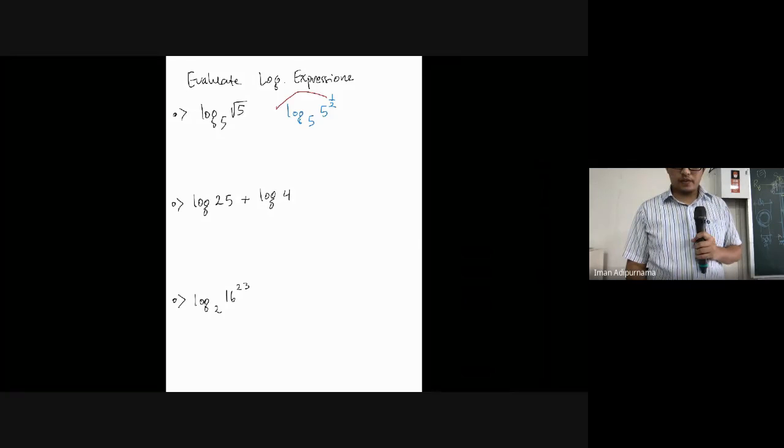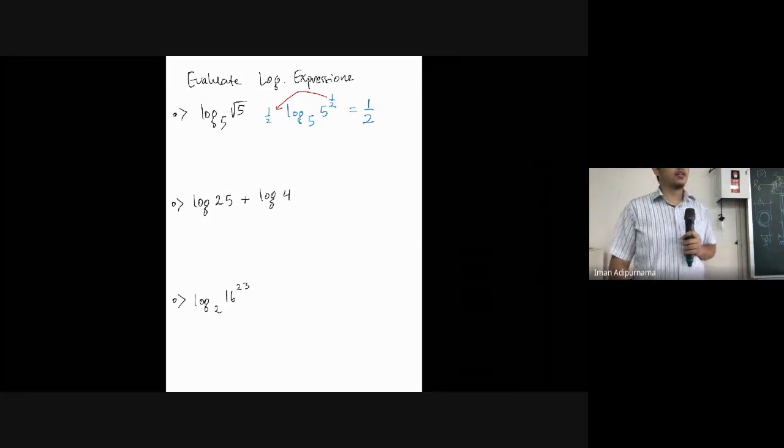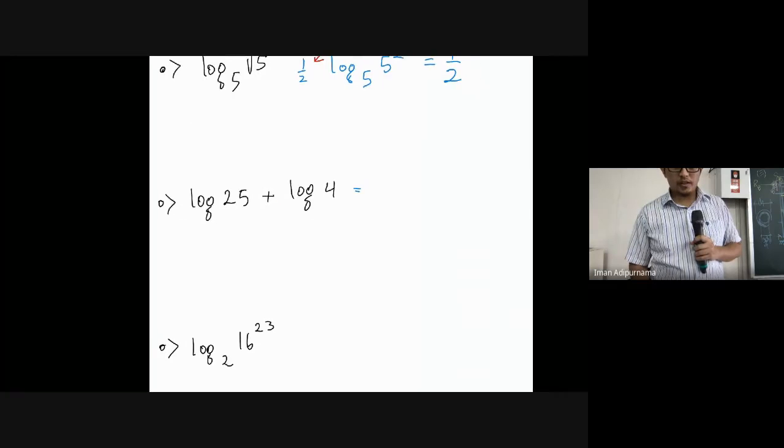You can bring this half going to the front, and log 5, 5 is 1. So it's 1 half, so it's half. Okay. And this one, remember, any log that you cannot see any base as the number, it's log 10. Okay. So it's actually log 10, but you don't really need to write that. Because if you use calculator, log 5, meaning the calculator will be calculated log base 10 of 5. That's already defined definitions. Okay.